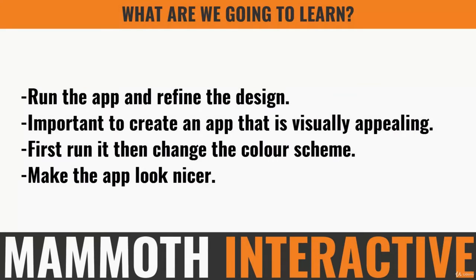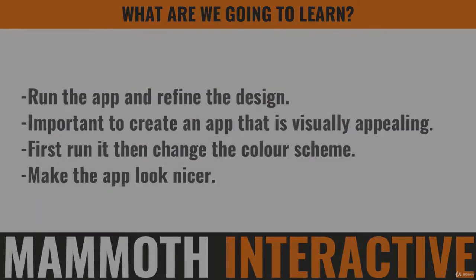In this final part of the tutorial, we're going to run the app for the first time and then refine the design. This is important because we all want to create apps that are visually appealing. If the app doesn't look very good, then why would we want to use it? So the first thing we're going to do is run it and see how it works and what it looks like, and then we're going to change the color scheme and the text scheme just to make the app look nicer in general.